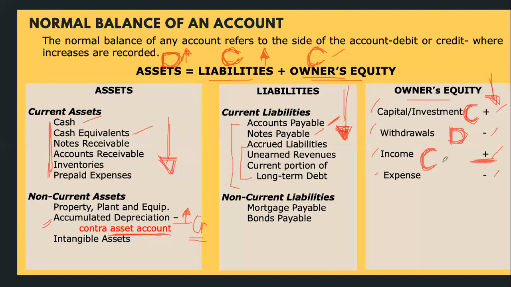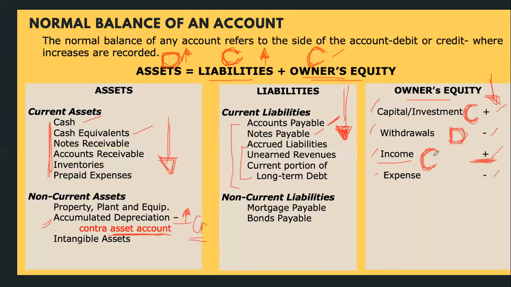Again, if you credit an income account, it will increase your income balance. At the same time, it will increase your owner's equity. But if we debit an income account, it will decrease the income balance. At the same time, it will decrease the owner's equity balance. So again, the normal balance of income is credit.